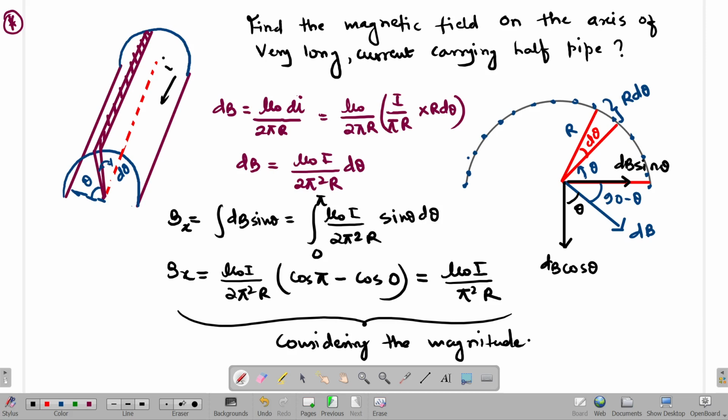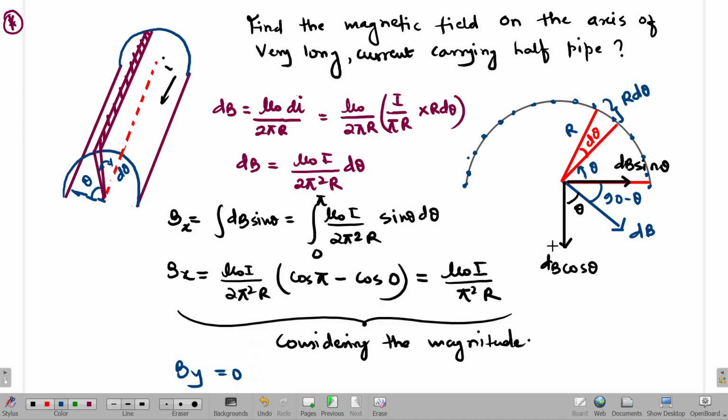Isn't it? Are you able to get me? Next thing I want to find is dB_y. So dB_y is dB cos theta, and cos theta is integrated with sin theta, or not. But sin theta will definitely be 0 for 0 and pi, or not. So the answer is already 0.